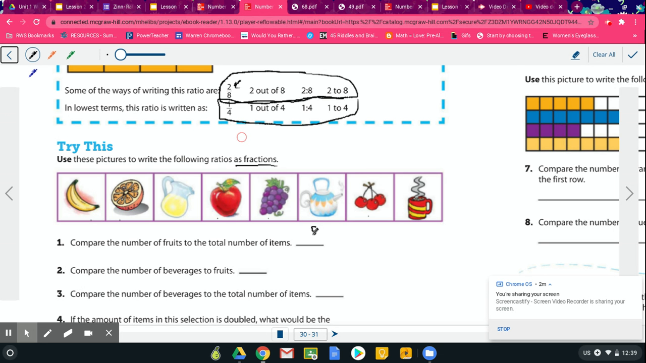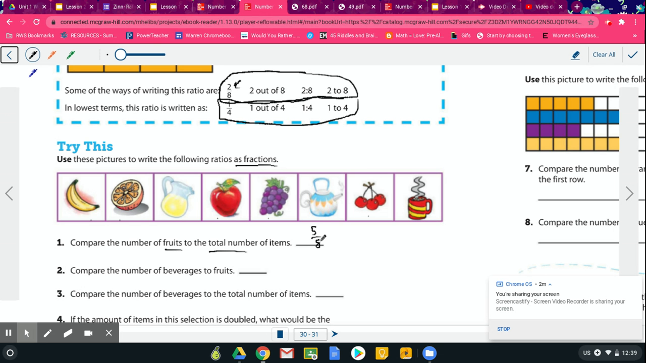The order that you write these in matters. So if it asks for the total number of fruits first, then that number needs to go on top. And the second number will be the total number of items. And if you flip them, you'll have the entire question wrong. So 5 fruits out of 1, 2, 3, 4, 5, 6, 7, 8 items. So 5 over 8.